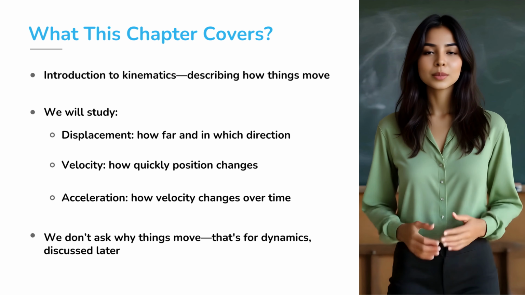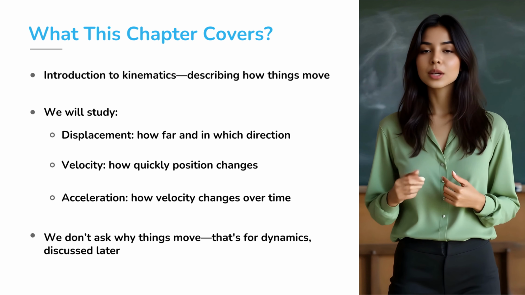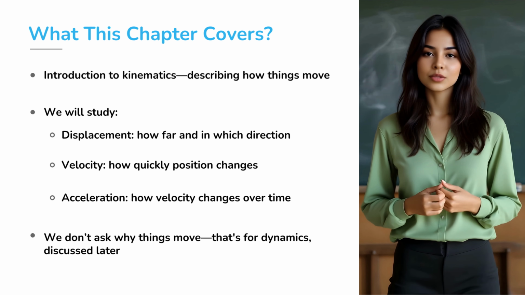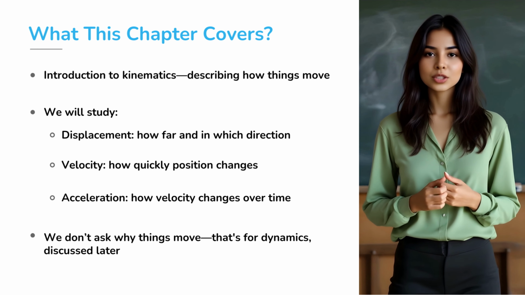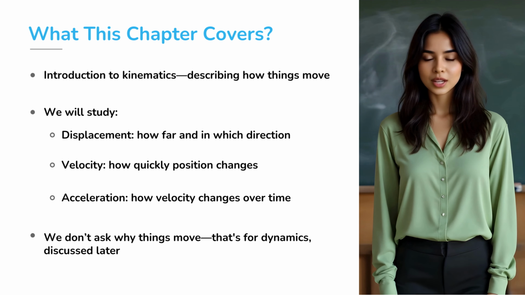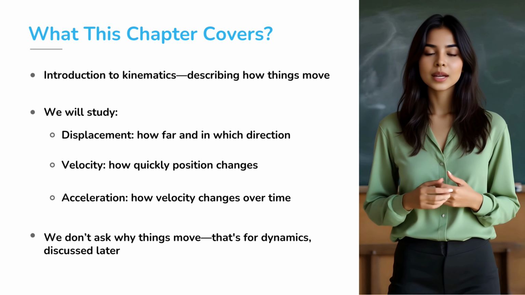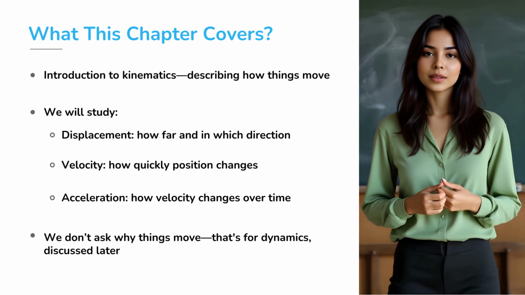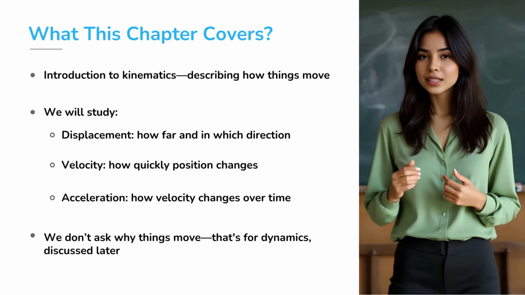This chapter marks the beginning of kinematics, the science of describing how things move. Here, we won't worry about what causes motion. That's a question for later. For now, our focus is on how motion happens. We'll use 3 key tools. Displacement tells us how far something moves and in which direction. Velocity reveals how quickly that position is changing. Acceleration measures how the velocity itself changes over time. It's like building the grammar of motion before diving into the story behind it.